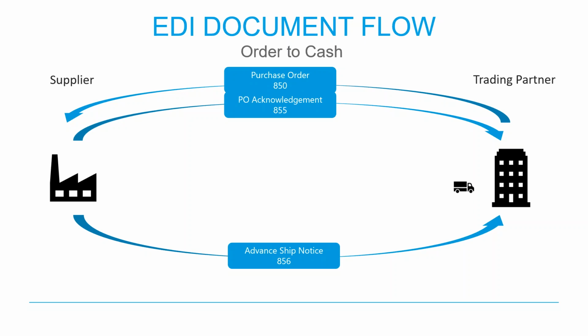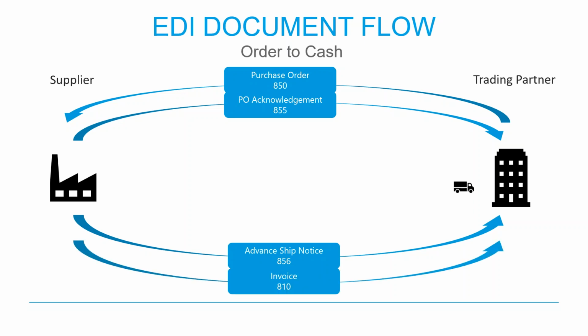Once the shipment's on its way, the invoice is created in the ERP system and sent to the trading partner via EDI, cutting days from the payment cycle as there is no waiting on snail mail. Of course, your supplier gets paid a lot quicker in this instance.